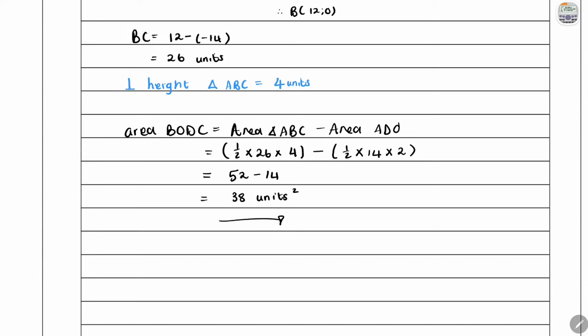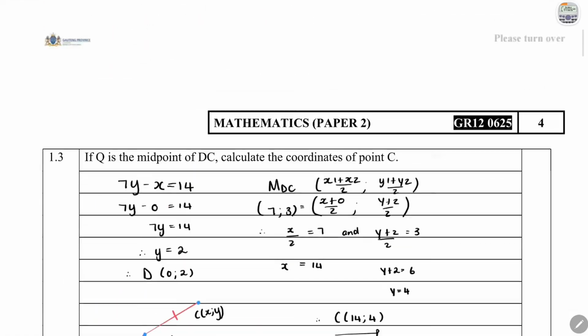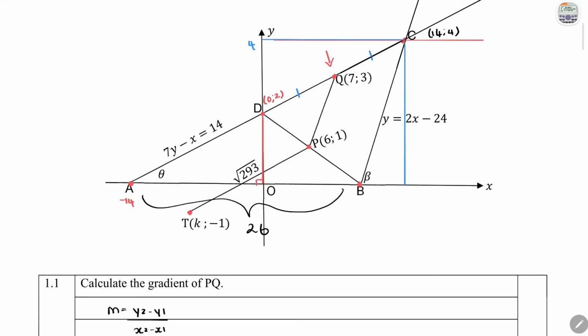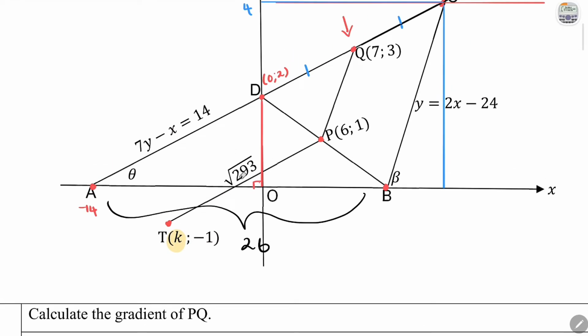Moving on to the next question. Question 1.6 says, if TP is equal to the square root of 293, which they told us, determine the value of K. This is not a problem, and the reason why is because it's just K alone that is missing. They're telling us that we need to find this if the length of this line, TP, is the square root of 293. So we're going to take T and P, and because they're telling us the length, we're going to use the distance formula and substitute these values.